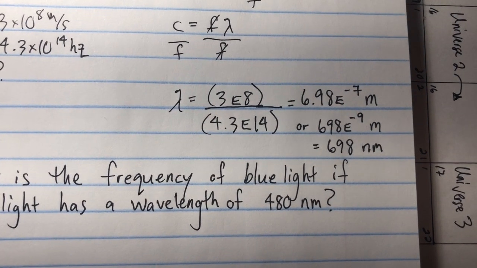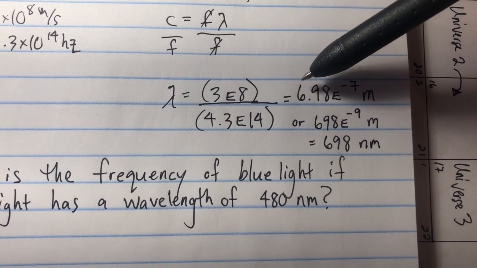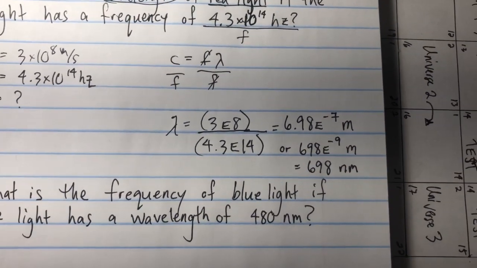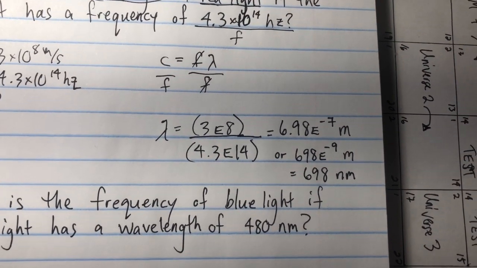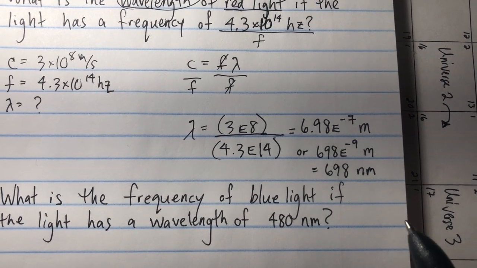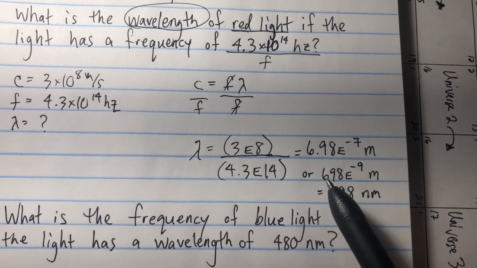Okay, so I typed my answer in right here, and I rounded this to 6.98 e to the negative 7th meters. That's a super tiny number. What I've done below is just rewritten it. Because light has such small wavelengths, it's common to write it in terms of something called a nanometer.